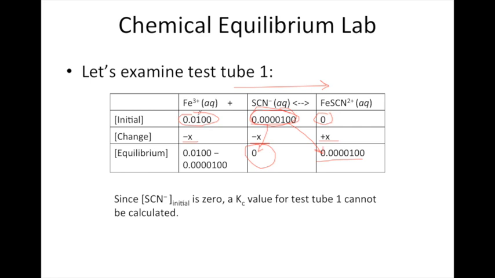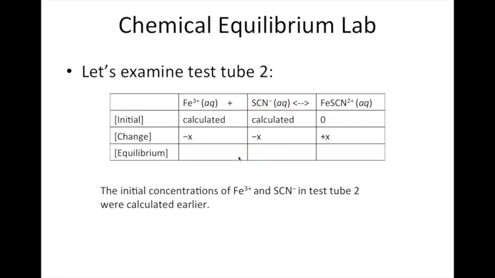We can calculate the equilibrium concentration of iron by taking the initial minus X, where X, of course, is what we have here, our equilibrium concentration of iron thiocyanate. Now, because we have a 0 value here, we're not going to be able to calculate a Kc value for test tube 1, but we will use this data. We'll use test tube 1 as a reference to calculate the equilibrium concentrations in the other test tubes. And we'll show you how to do that now.